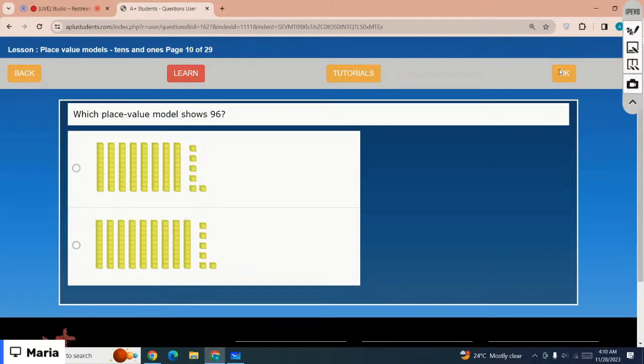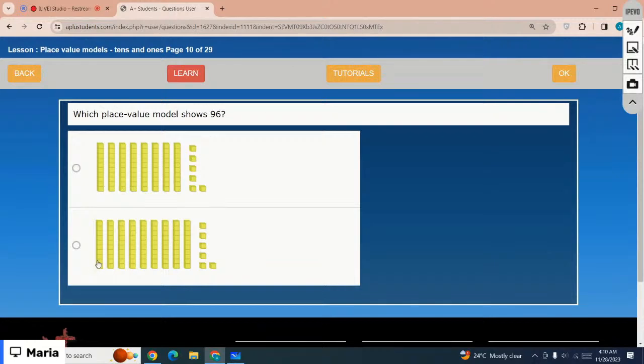Which place value model shows 96? Which is the correct option? 96, right? Ones: two, three, four, five, six. The ones digit is 6, right? Next, let's just count the tens. 1, 2, 3, 4, 5, 6, 7, 8. So this isn't the correct option.